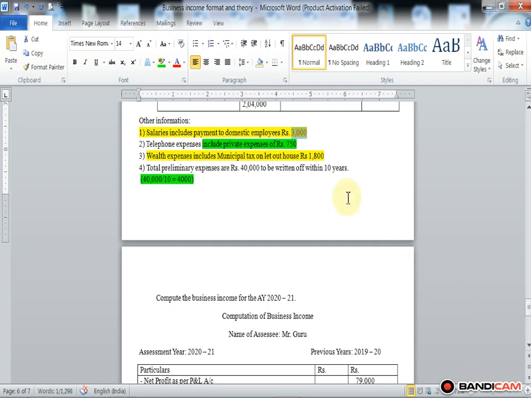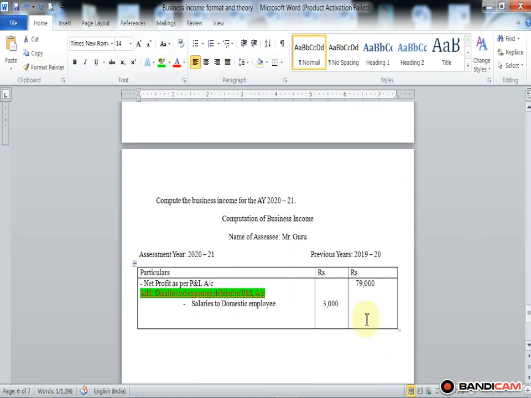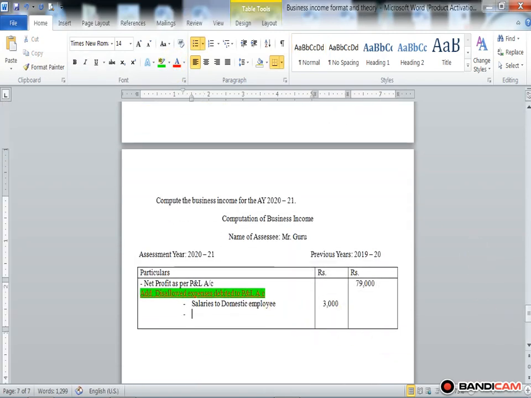Then telephone expenses. So telephone expenses include private expenses of rupees 750. So add this 750. Here, telephone expenses in brackets private or personal expenses amounted to rupees 750.